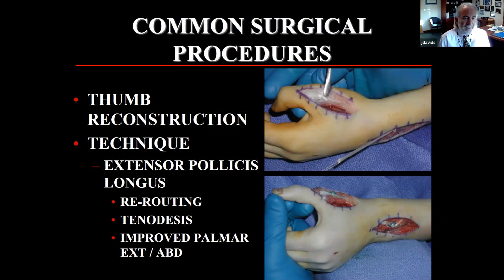The EPL tendon is then transected distally, brought into the proximal incision, and then rerouted from the third extensor compartment to the first compartment. This results in a straighter line of pull of this tendon, which puts it at a biomechanical advantage for performing palmar radial abduction.